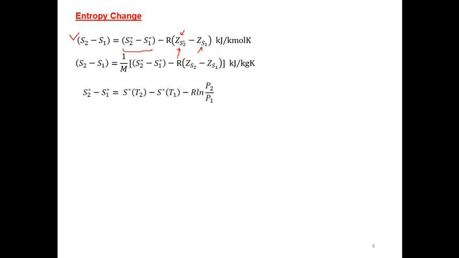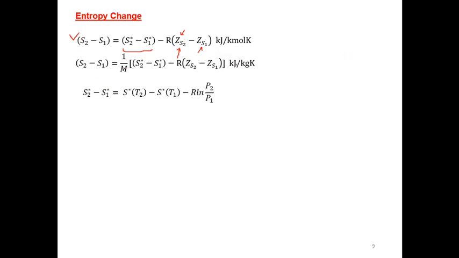Similarly, in part B, we need to calculate entropy production using the real gas as well as using the ideal gas. We know from the previous lecture that the change in entropy is equal to the ideal gas entropy change minus the departure from the real behavior. So this is R times ZS2 minus ZS1. In order to calculate the real gas behavior, we have to calculate the entropy departure coefficient. Previously, that was the enthalpy departure coefficient. Now this is the entropy departure coefficient for state 2 as well as for state 1.